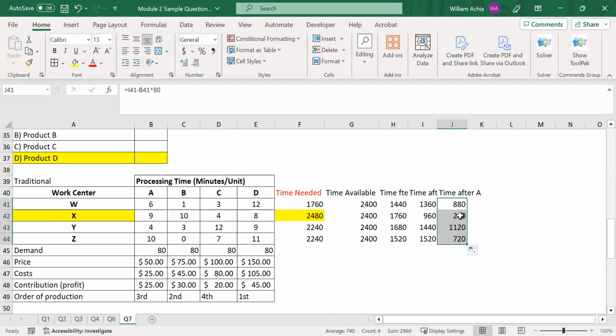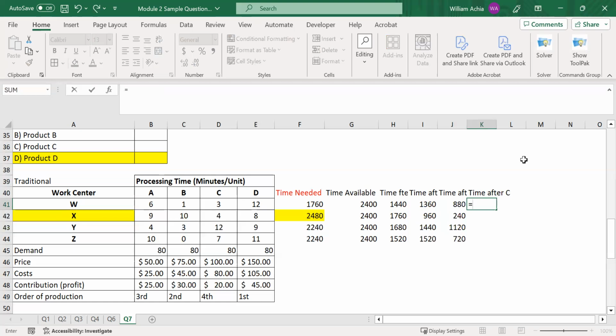Again, so far there's no negative values here, so I know we've made everything we need to make. Okay. And then I move on to our very last product, which is our fourth priority, C. So I need to see how much time is left after C. We start off with 880 minutes minus the amount of time needed to make 80 units of C, which is 3 minutes per unit, multiplied by 80. And then we come down to 640 minutes here.